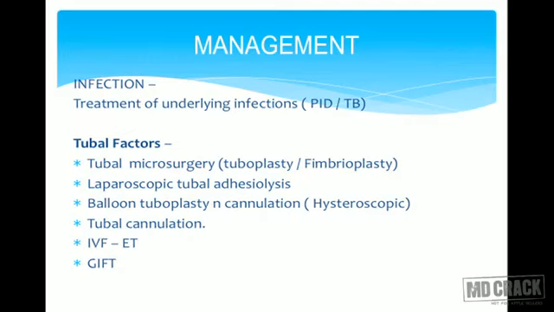Now coming to management of the female factors. If there are infections, we are supposed to treat them: tuberculosis with ATT, PID with appropriate antibiotics. If there are tubal factors, then the options are tubal microsurgery, if there is a block, tuboplasty or fimbrioplasty. If there are adhesions, then laparoscopic tubal adhesiolysis, because open surgery will again lead to post-operative adhesion formation. We can also do balloon tuboplasty and cannulation, which is done hysteroscopically. Tubal cannulation can also be done either laparoscopically or hysteroscopically.